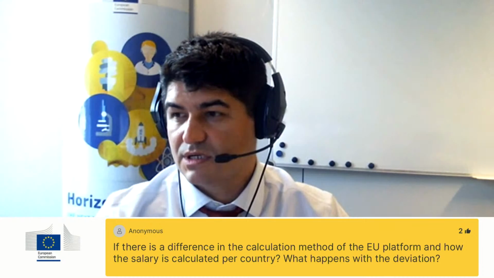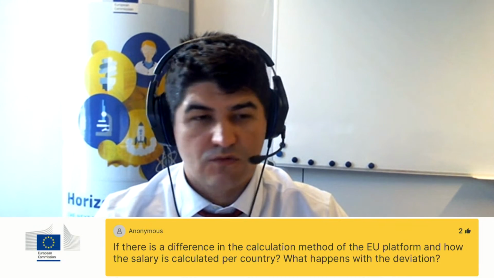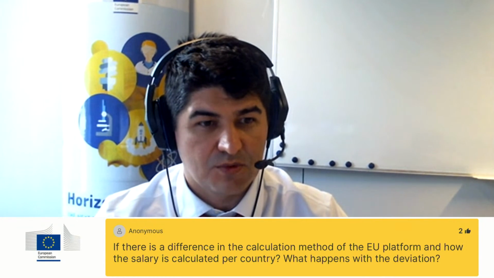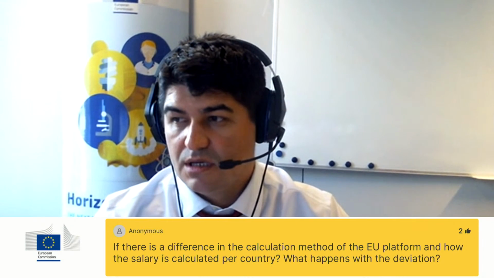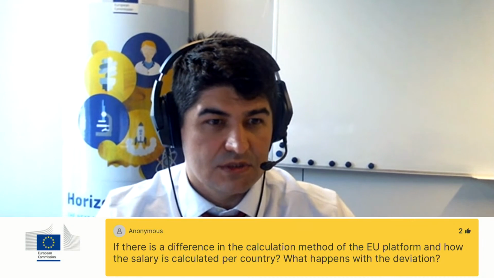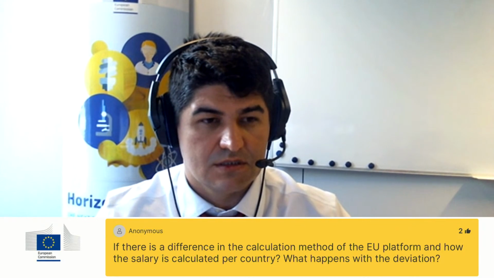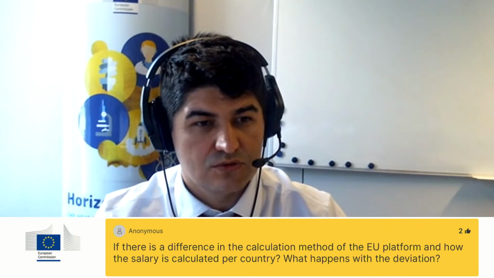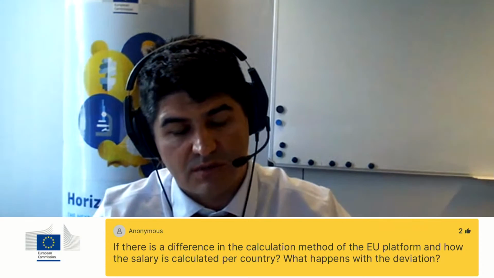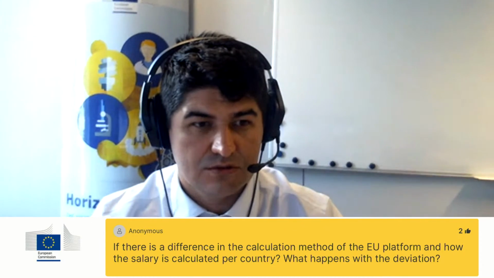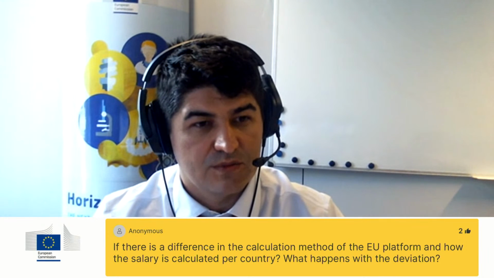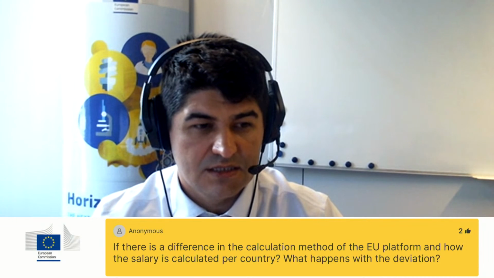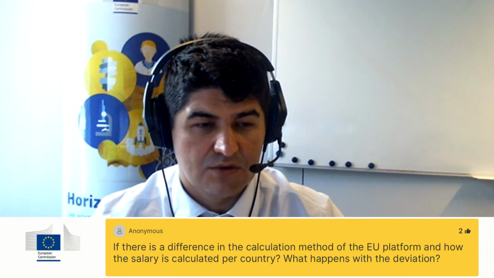If I can also quickly jump in, when using the wizard, you will need to input data, for example the personnel cost of that person, and this data, of course, should be in line with what you have in the accounting for that person. The wizard will help you to have the calculation for the project based on these different inputs that you introduce. But of course, you will have to double check that the inputs you include in the wizard are indeed in line with the cost booked in the accounting.